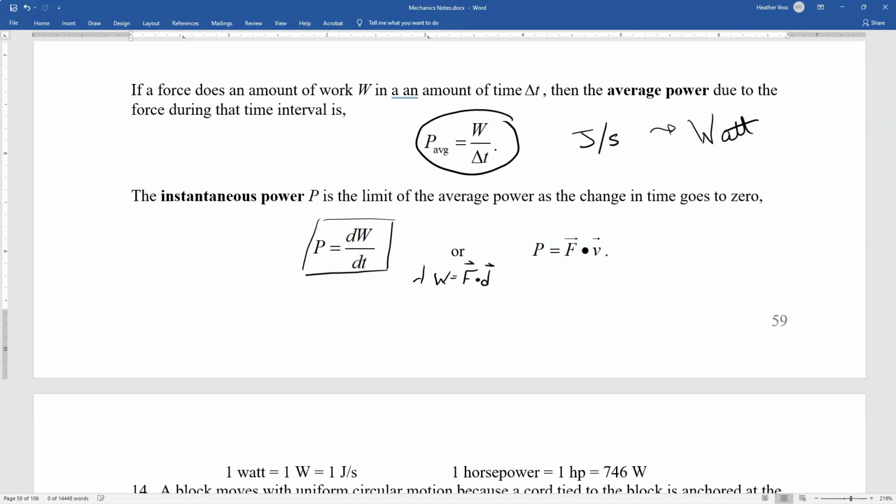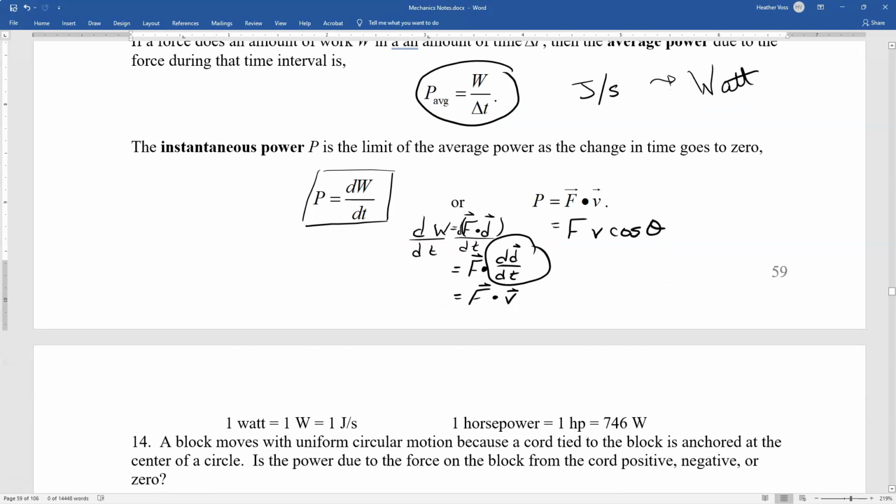So if I'm looking at the derivative of work with respect to time, I take the derivative of this other side. So what I could say is that that is going to be my force times the derivative of the displacement with respect to time. Derivative of the displacement with respect to time is the velocity. So it could be the dot product of the force with the velocity, which would be the force applied, the velocity direction, cosine of the angle between them. Power is a scalar.